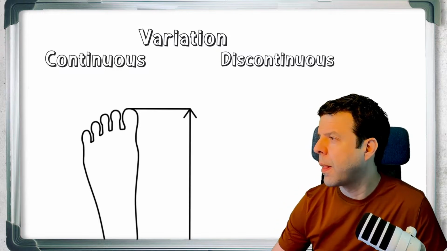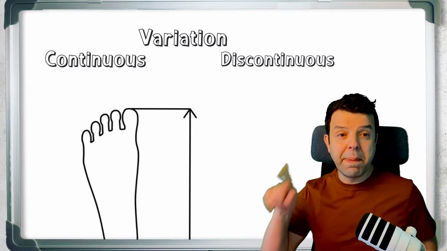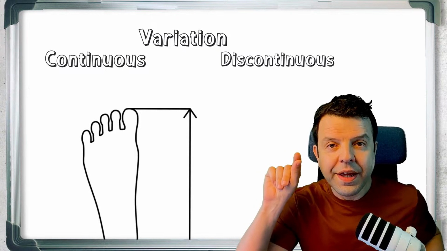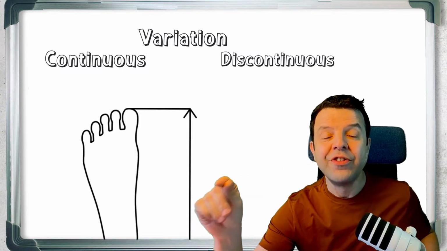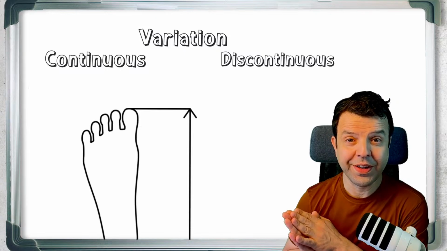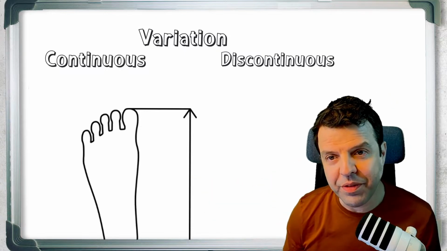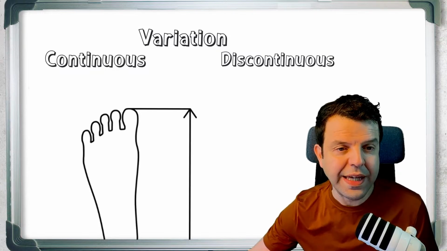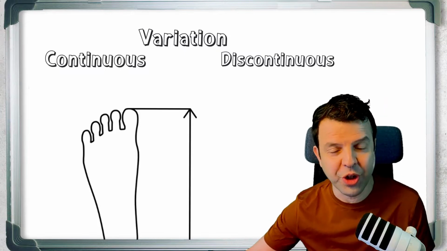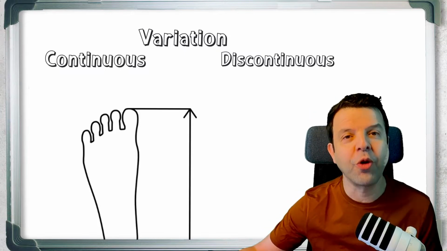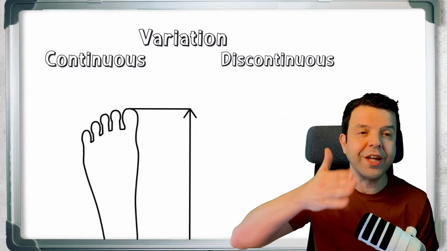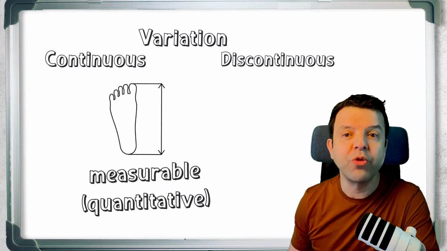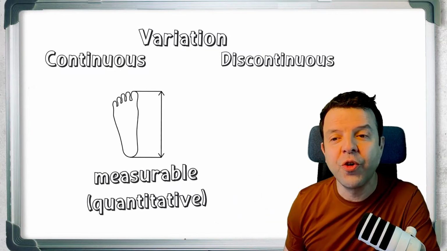Think about it. The best way to understand it is like this. Ask yourself this simple question. Is this measurable? Do we have separate categories? Is this influenced by the environment? Foot size is just like your height. It's measurable. It shows continuous. Some people have 33, 34, 35, all the way to 48, 49 foot size. So that is measurable. So it is continuous variation.